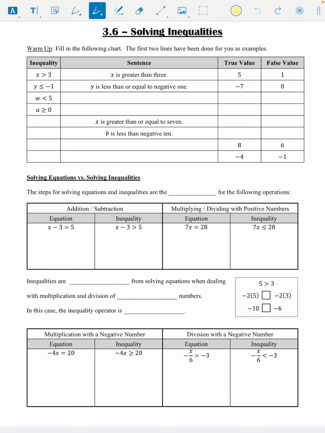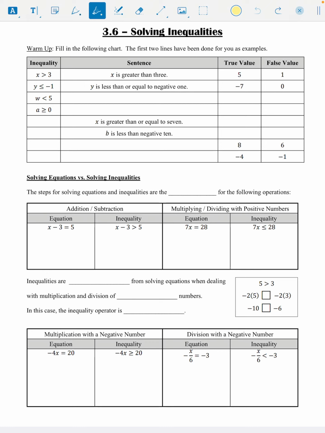So it says to fill in the following chart, and the first two lines have been done for you as examples. So I want you to pause the video and come back when you're ready to check your answers. Okay, so I hope you've done the chart, and I'm going to take up the chart with you.